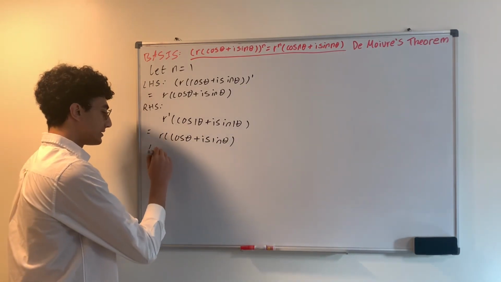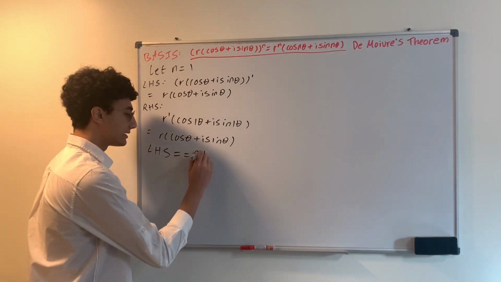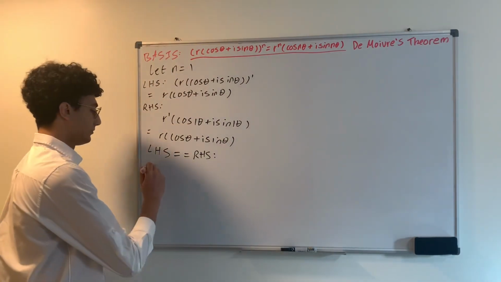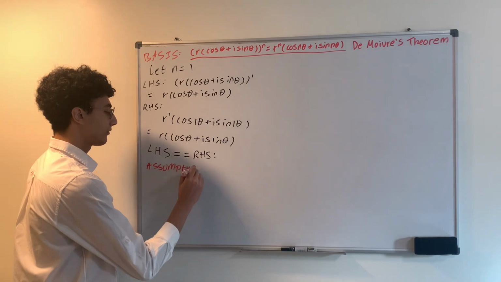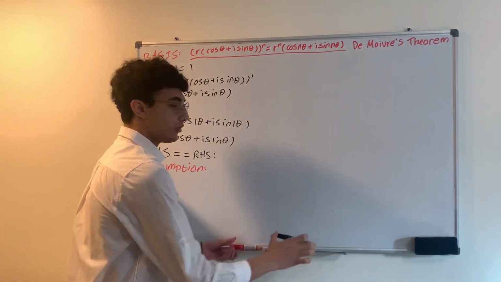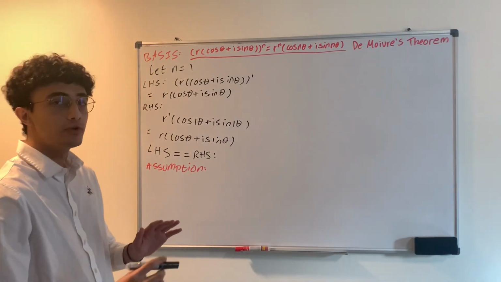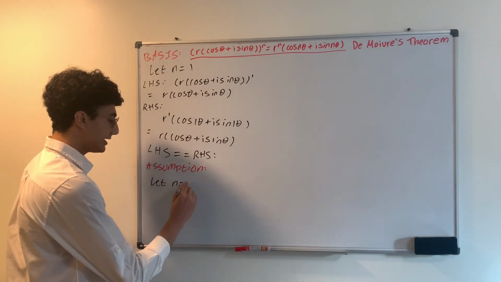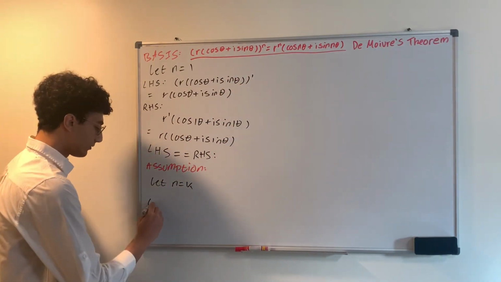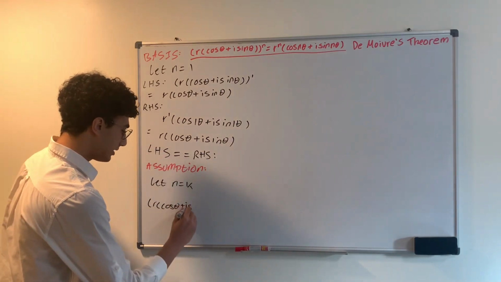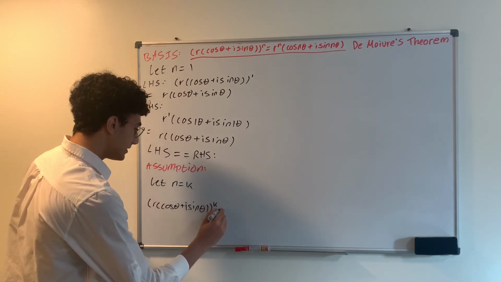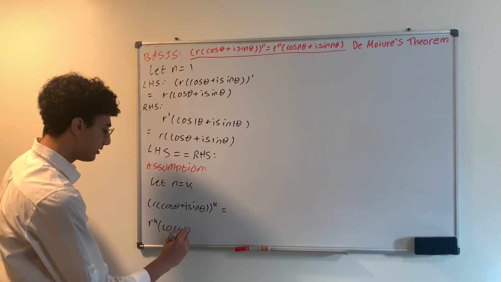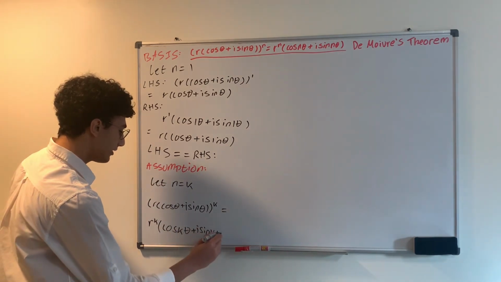So now that we have shown the left hand side of this equation is equal to the right hand side, we can move on to our second step, which is our assumption step. What's our assumption? We need to assume that n equals k is true. For any given value of n, n equals k should be true. So if we let n equals k, our original equation now becomes cos theta plus i sine theta, all raised to the k, is equal to r to the k multiplied by cos k theta plus i sine k theta.